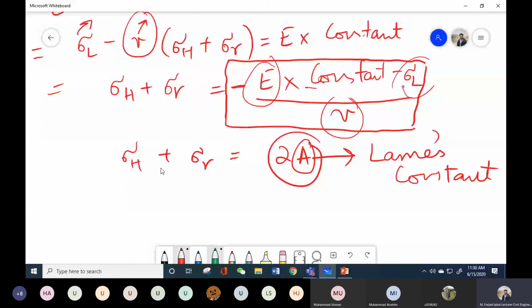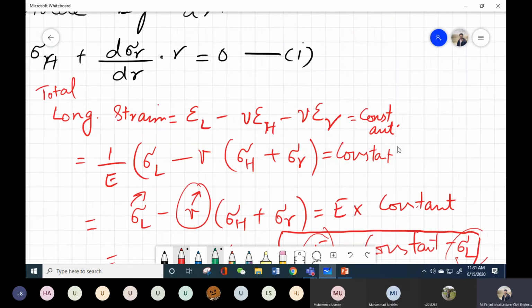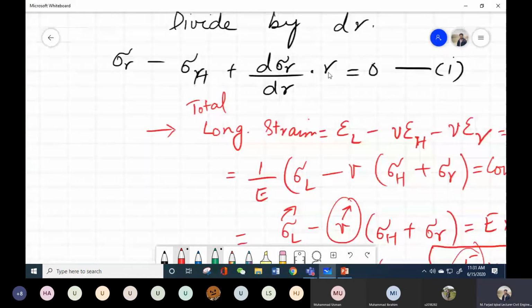So if I substitute this value of sigma H plus sigma R, I can simplify it as sigma H is equal to 2a minus sigma R. So let's substitute this back in equation 1, which was this equation: sigma r minus sigma h plus d sigma r over dr dot r is equal to 0.